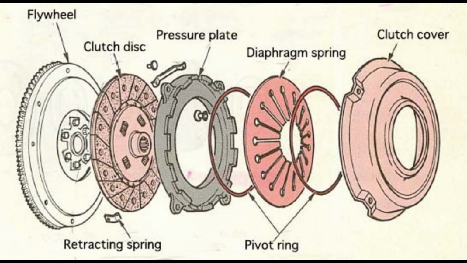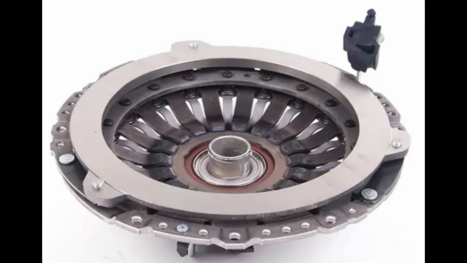Number 7. Diaphragm spring. The diaphragm is a semicircular or C-shaped spring. It is mounted on the pressure plate and is used to maintain pressure on the clutch plate. Number 8. Pressure plate. The purpose of the pressure plate is to push the friction plate against the flywheel. It is kept under pressure with the help of the diaphragm spring. When the clutch pedal is pressed, the diaphragm spring pulls away from the pressure plate and clutch plate, which causes disengagement of the engine from the transmission.